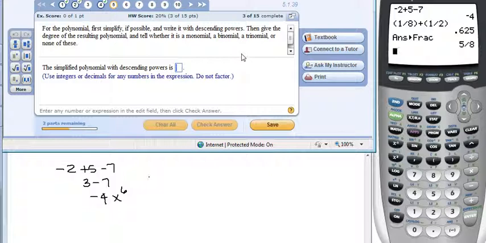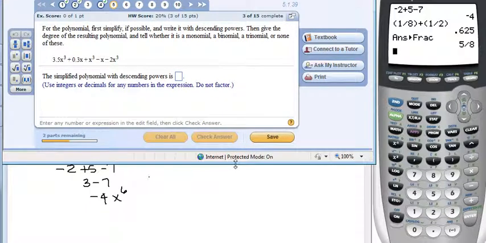Okay, we're going to see the polynomial here. For the polynomial, first simplify, if possible, and write it with descending powers. That means from highest to lowest powers. Ascending is the other way around. Then give the degree of the resulting polynomial and tell whether it's a monomial, binomial, trinomial, or none of these.